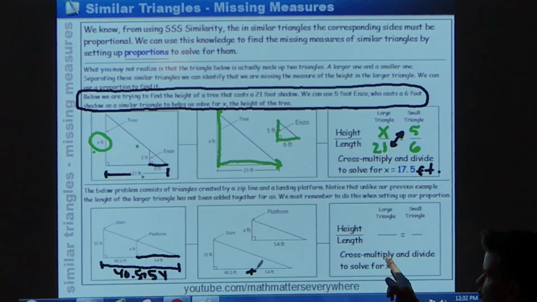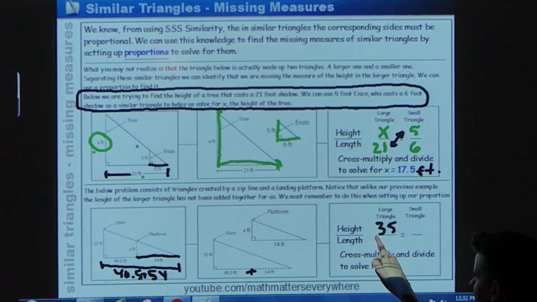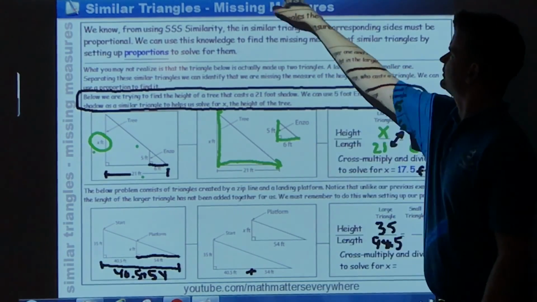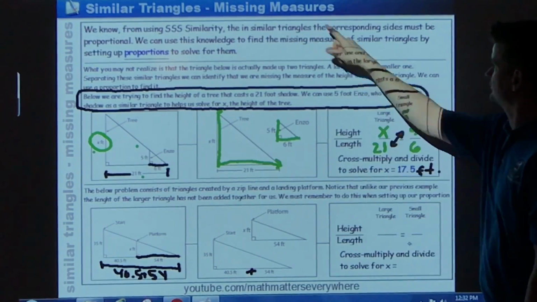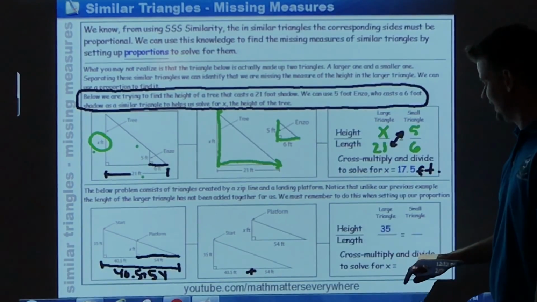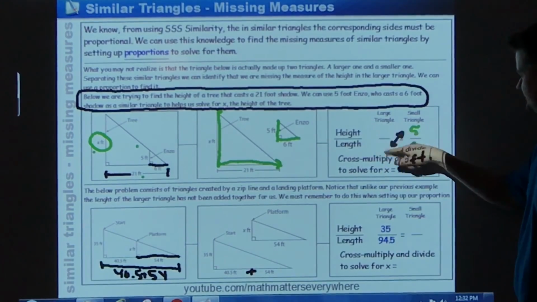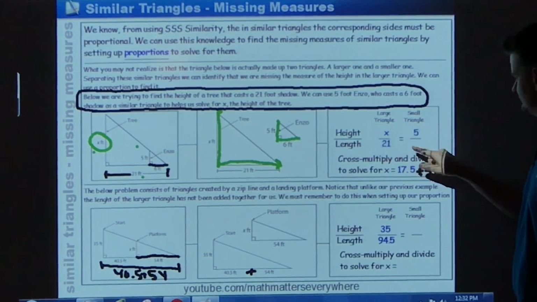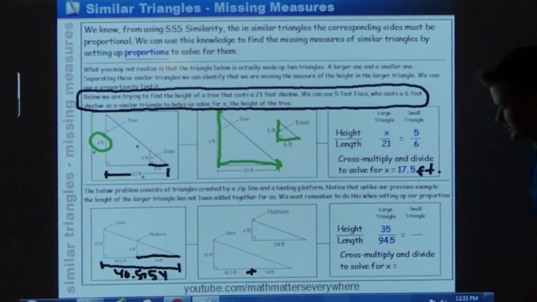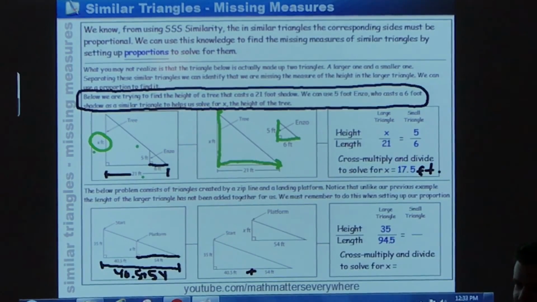Colton, large triangle, what is the height? 35. What is the length? Good. 94.5. Excuse my handwriting. Actually, hold on. Did I put this here? I could have sworn I did. Sorry, people at home.